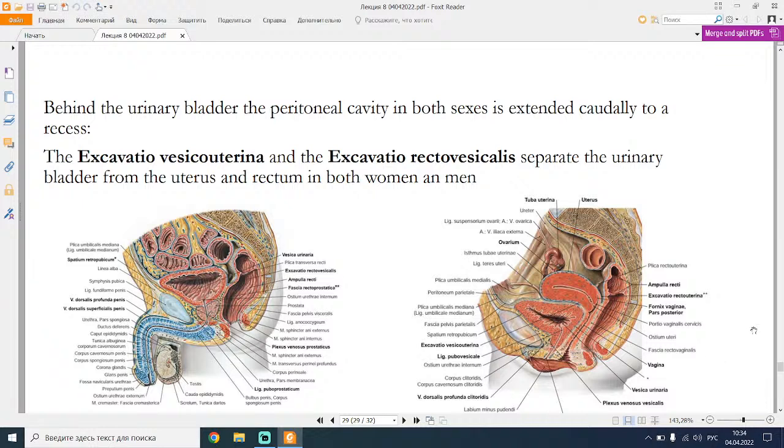In woman, vesicouterina; in man, rectovesicalis. They separate the urinary bladder from the uterus and rectum. This is in woman, in man. This is different.